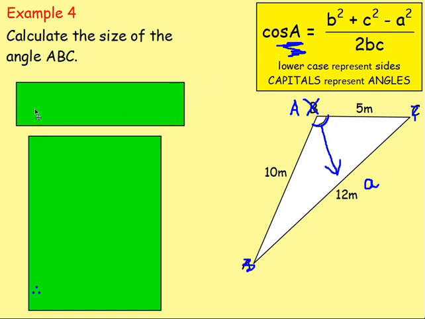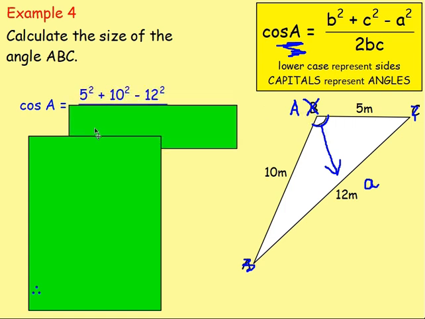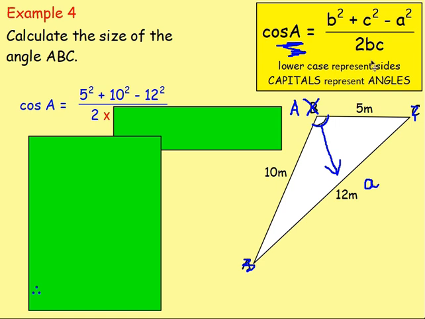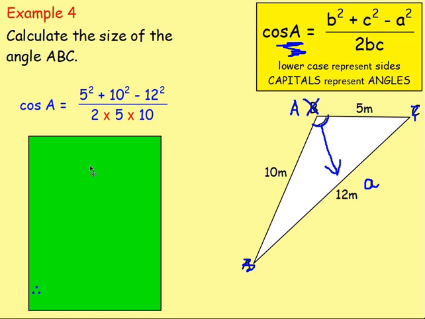We've got cos A equals, so I normally just start off by writing down cos A equals, and we've got B squared plus C squared, which are the other two sides, the 10 squared plus 5 squared, and the one we're taking away is the A, which is across from angle A. So it's going to be 5 squared plus 10 squared, take away the 12 squared, and we're dividing that by 2 times the B and the C, which are the 5 and the 10. So it's 2 times 5 times 10.